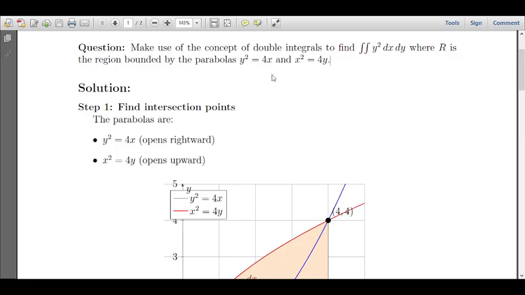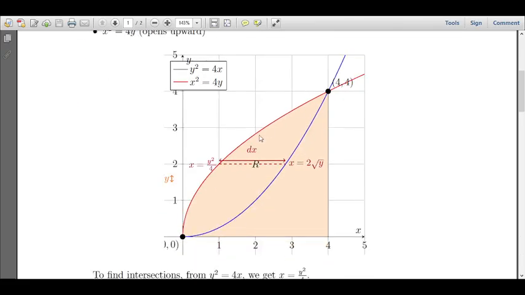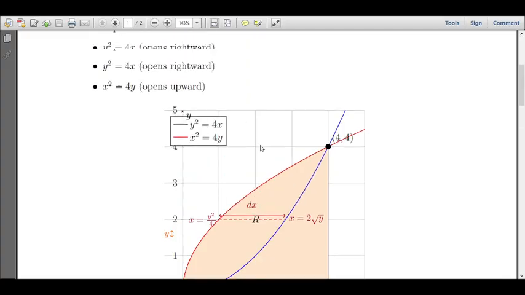Y square equal to 4x is the parabola symmetric about x axis. So here this is y square equal to 4x. Similarly, x square equal to 4y is a parabola symmetric about y axis. This is x square equal to 4y. So this is the common region for two curves, two parabolas, y square equal to 4x and x square equal to 4y.